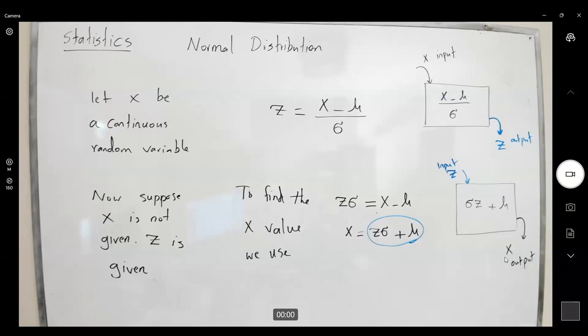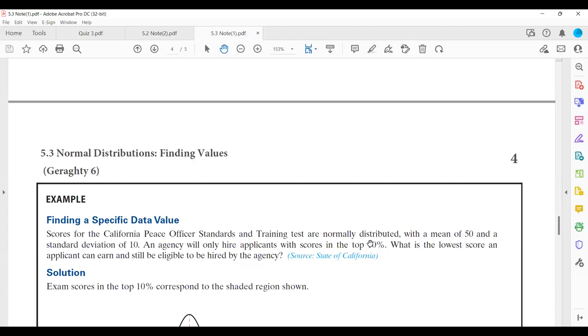What do we have? We have the top 10%. The question is, well, how can I use this probability 10% and find the z associated to that 10%. So let me go to the board and explain that for you.